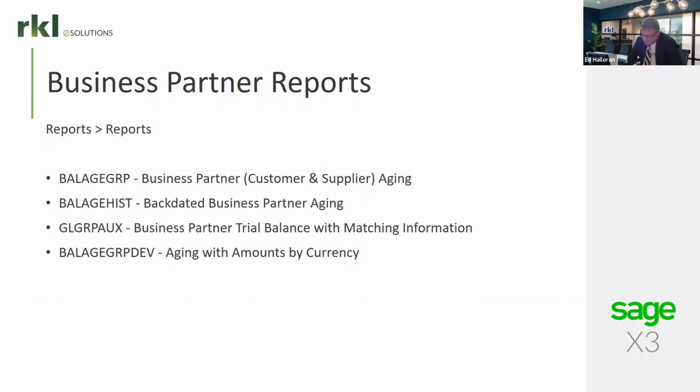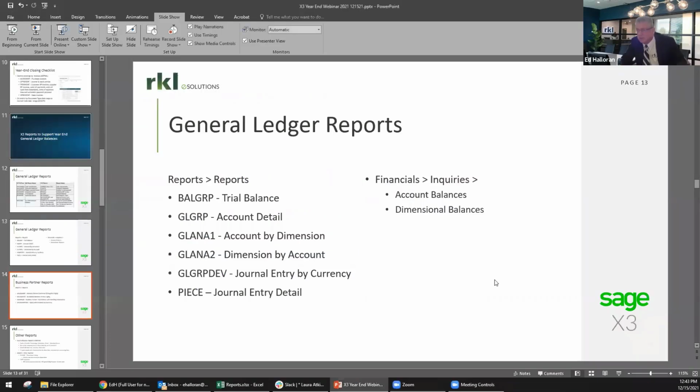You can backdate that report, and sometimes it will match the GL on that backdated date, but it's not the report to run if you're trying to do a backdated report. If you want to backdate the aging report, you run the BAL age hist report, and that one has all the history, so that it can rebuild the report on that date. So that's the BAL age hist. And then you've got your GL. We'll take a look at the GL, or the business partner trial balance with matching information, and we'll look at the other one, the aging with amounts by currency.